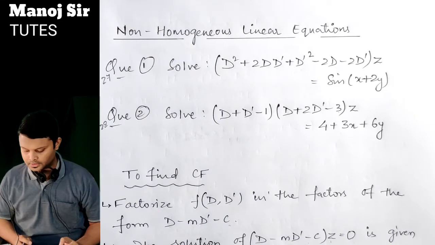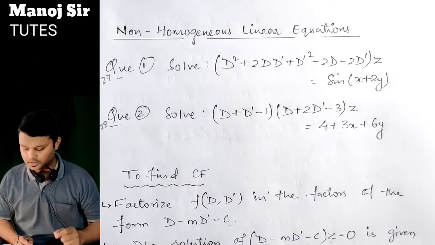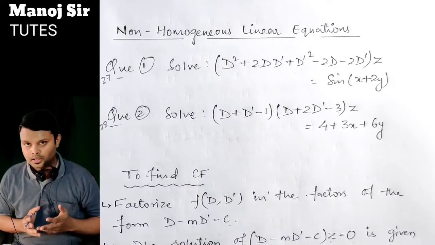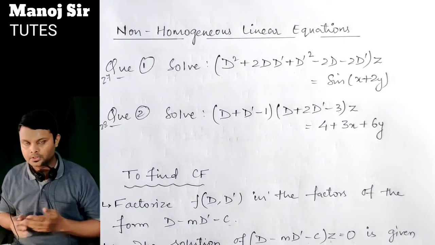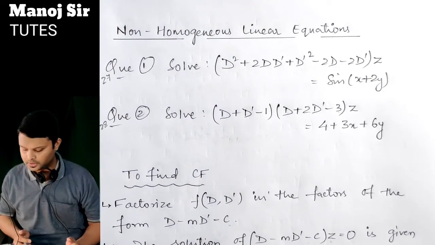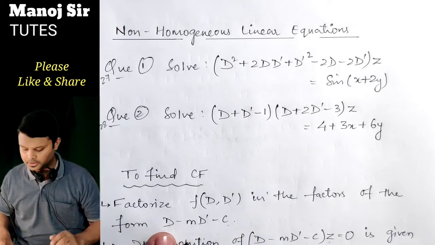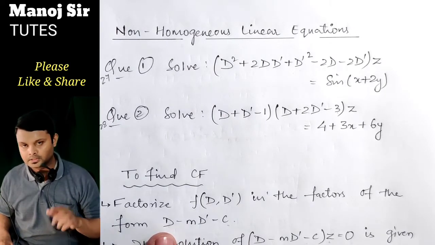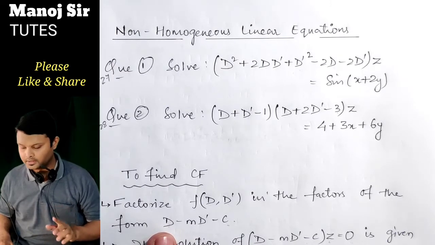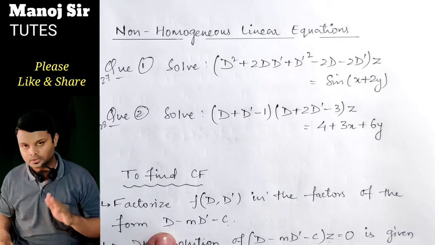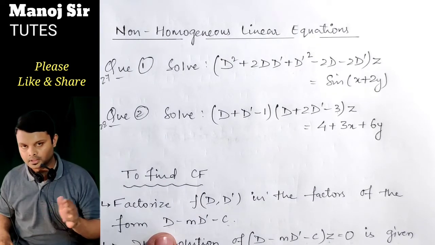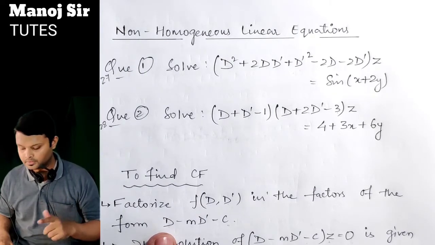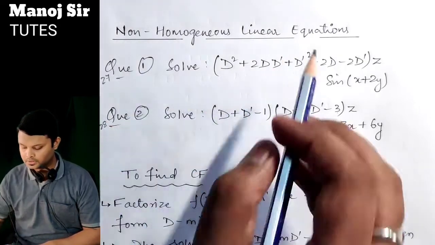So the first thing that should come to your mind is how to identify whether the given linear equation is homogeneous or non-homogeneous. Okay, so remember one thing: if the order of derivative in each term is the same, then in that case the linear equation is homogeneous. If the order of derivative is not the same in each term, in that case we will say that equation to be a non-homogeneous linear equation.